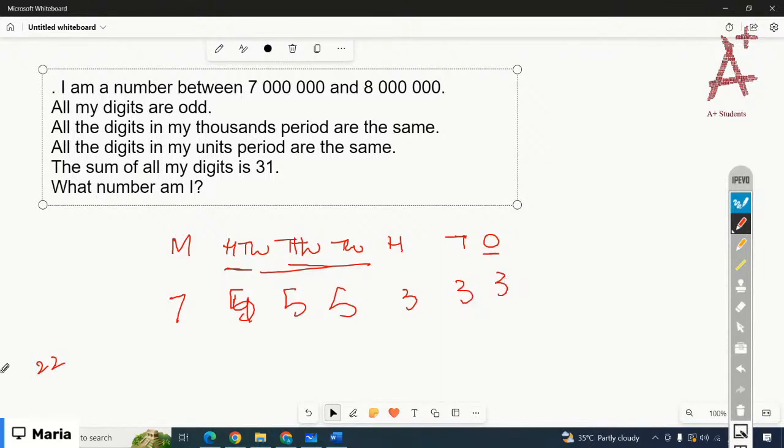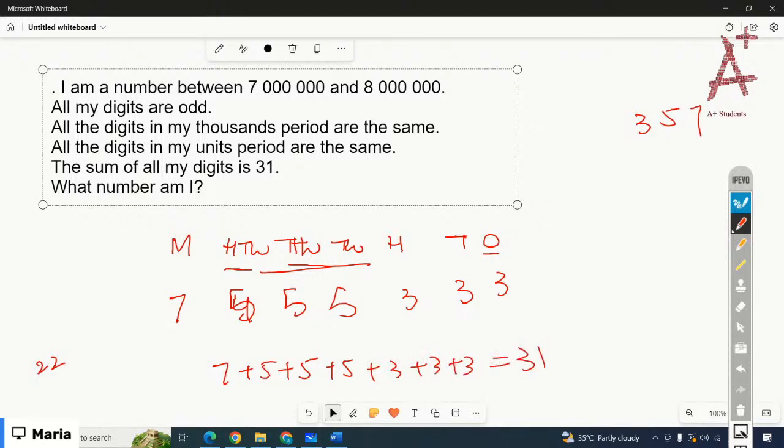Okay, you can see that's exactly the same number. The number is between 7 million and 8 million, right? All the numbers are odd. 3, 5, and 7 are odd numbers. If you add them, 7 plus 5 plus 5 plus 5 plus 3 plus 3 plus 3, they make 31.